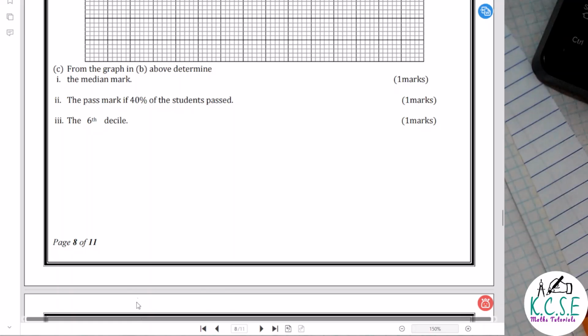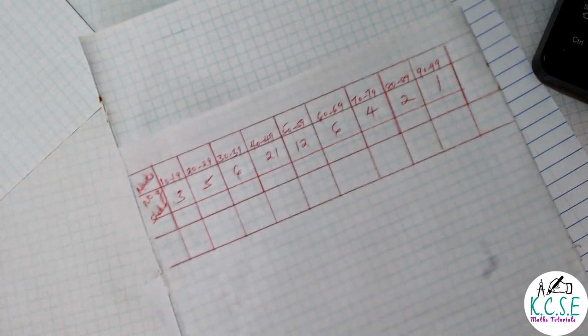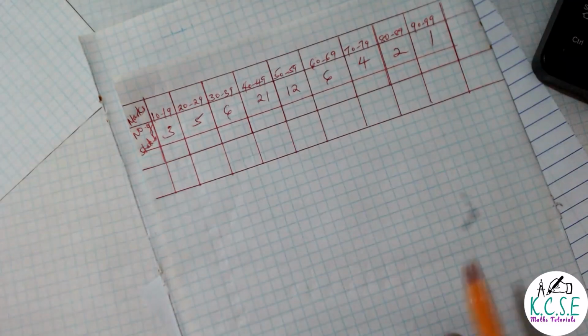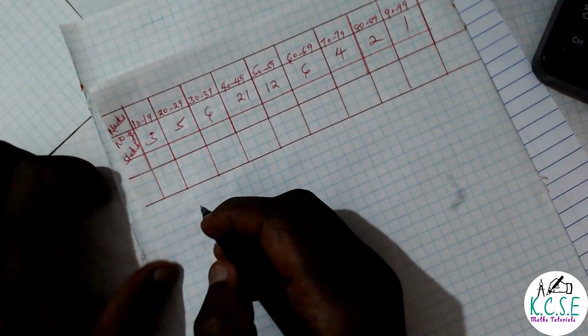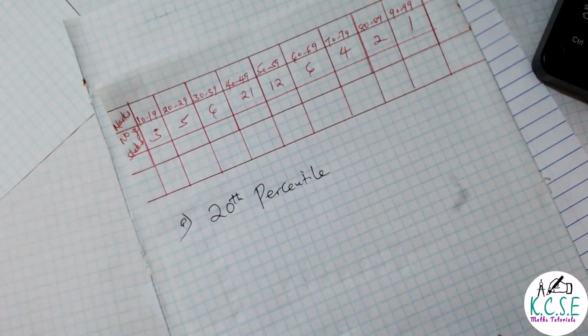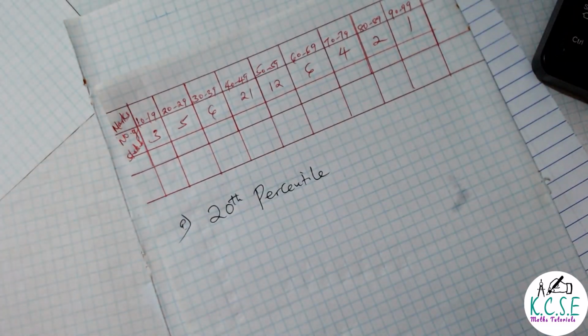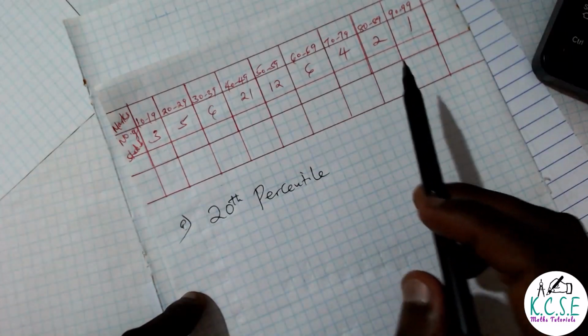So let's go to the first part, where you're supposed to, from the table, determine the 20th percentile. I've simplified the table here, and you're required to obtain the 20th percentile. So this is how we get it. This simply means 20% of the number of students. That is what will give us the position.